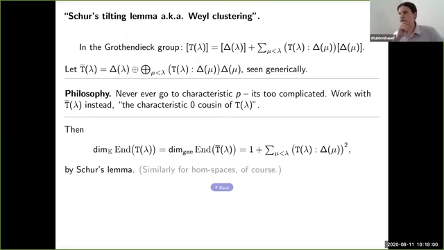And I kind of want to play the following game. I just assume that I know the character of my tilting module in the Grothendieck group. I know that it will look something like this. There will be a base change matrix between my tilting module and my delta modules. My delta modules are the integral modules. They are nice. They are in characteristic 0. They are simple and so on. They are well known, symmetric powers.